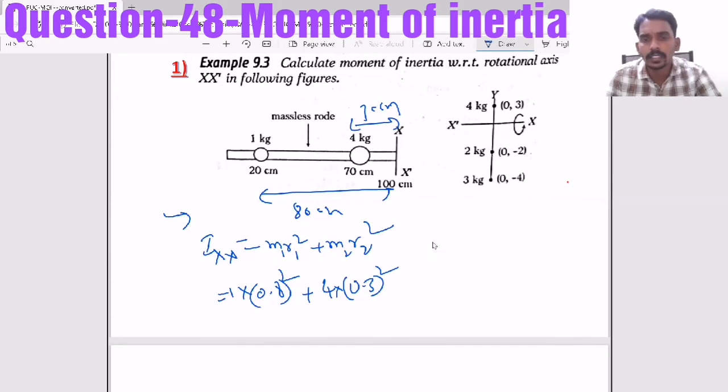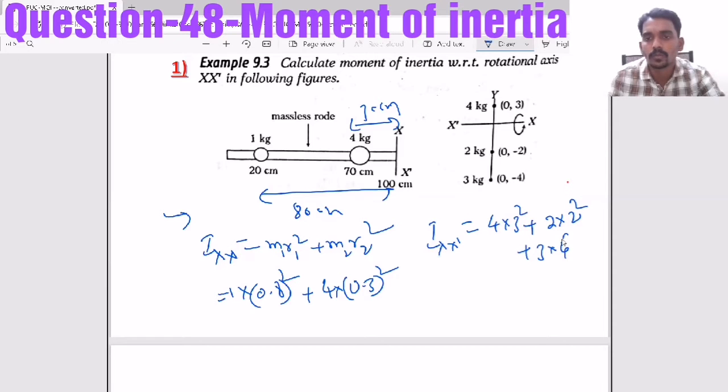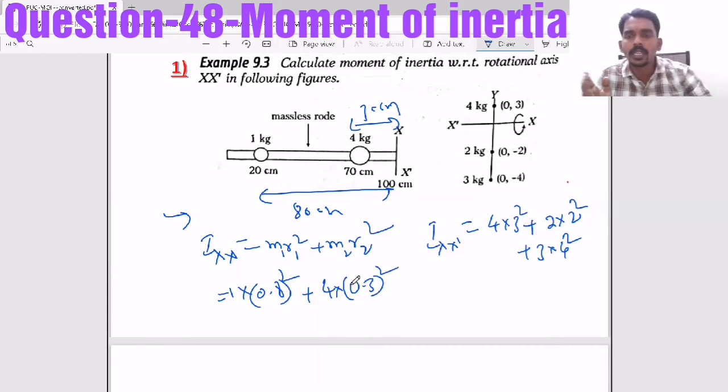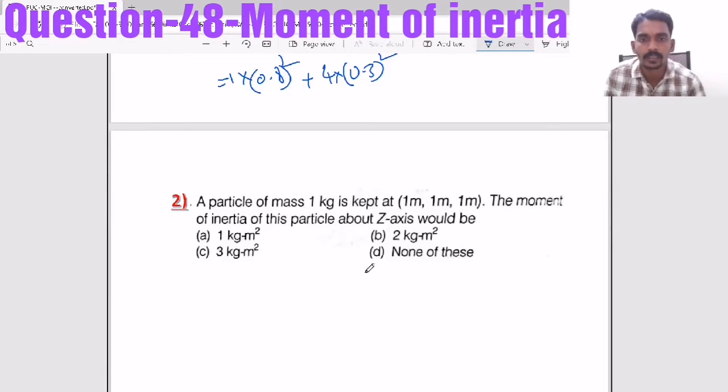Now in a similar way, in the second case, about xx dash, there are three masses. The first one is 4 kg, so you consider 4 into 3 square plus 2 into 2 square plus 3 into 4 square. This way you can find the moment of inertia of a system of n number of point masses. You have to find the moment of inertia of each point mass separately and then just add them like numbers. That is the way you can find the moment of inertia of the system of point masses.